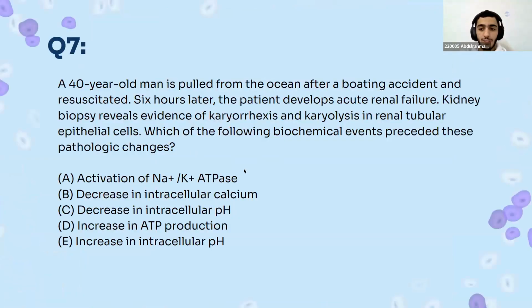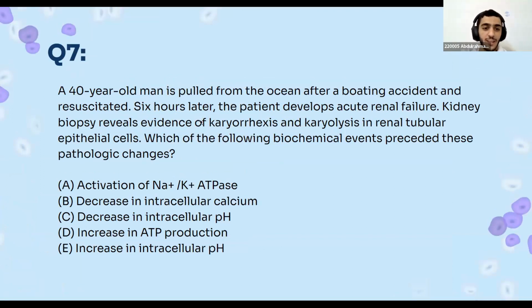All right, so next question. A 40-year-old man is pulled from the ocean after a boating accident and resuscitated. 6 hours later, the patient develops acute renal failure. Kidney biopsy reveals evidence of karyorrhexis and karyolysis in renal tubular epithelial cells. Which of the following events preceded these pathological changes?